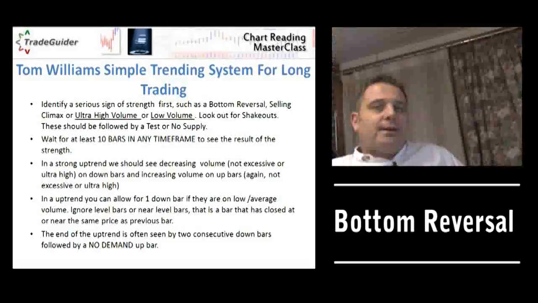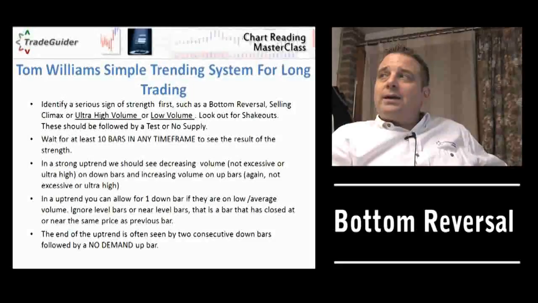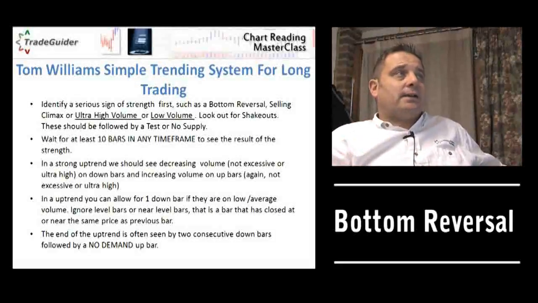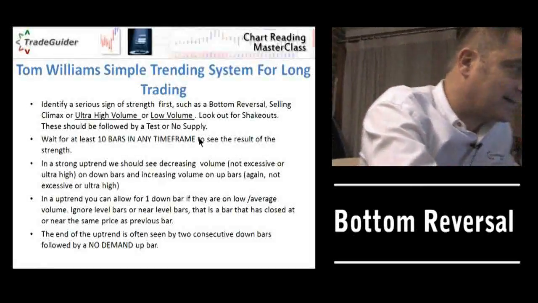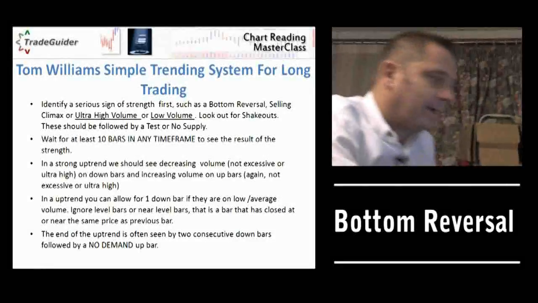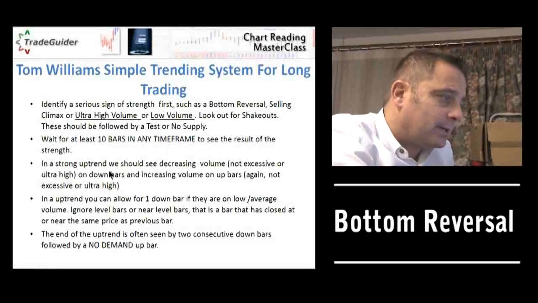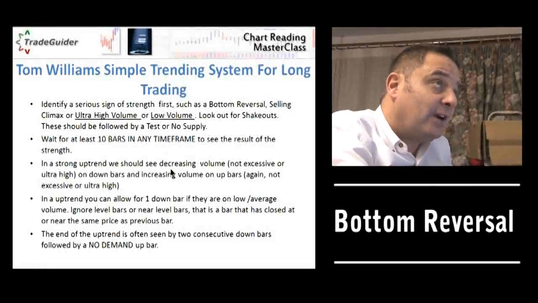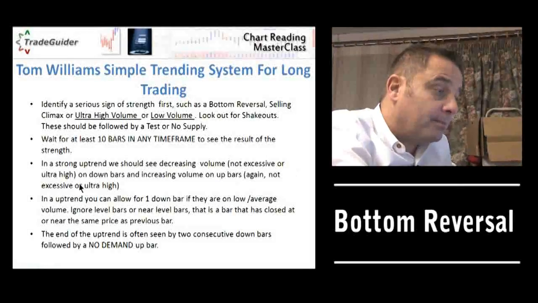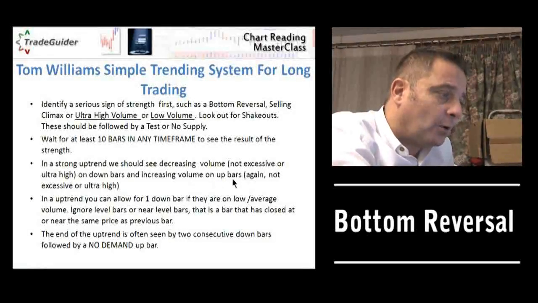You've got two types of VSA setups. You've got the ultra high volume warning signs, and then you've got confirmation by the other low volume bars. It's two types of things. Let's get to the charts and you'll be able to see it. This is what we look for in an uptrending market, and we'll show you some examples as we go through. Wait at least 10 bars. In a strong uptrend, this is very important, we should see decreasing volume, but not excessive or ultra high, on down bars, and increasing volume on up bars, but not excessive.